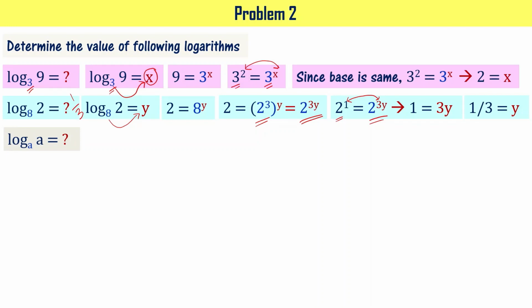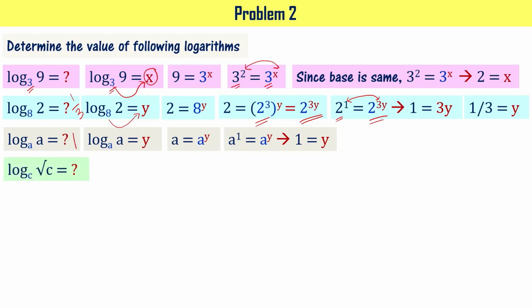Log a of base a is what? Let me write it as log a of base a equal to y. When I rearrange it, I can write it as a equal to a power y, right? I can write a as a power 1. So when I equate the powers, I'm going to get 1 equal to y, right? It means log a of base a equal to 1. Let's go to the next problem, that is log root c of base c is what? Let me equate it to z.